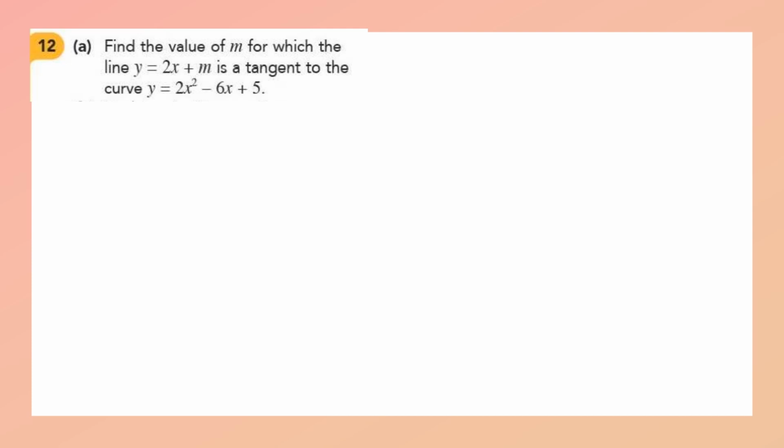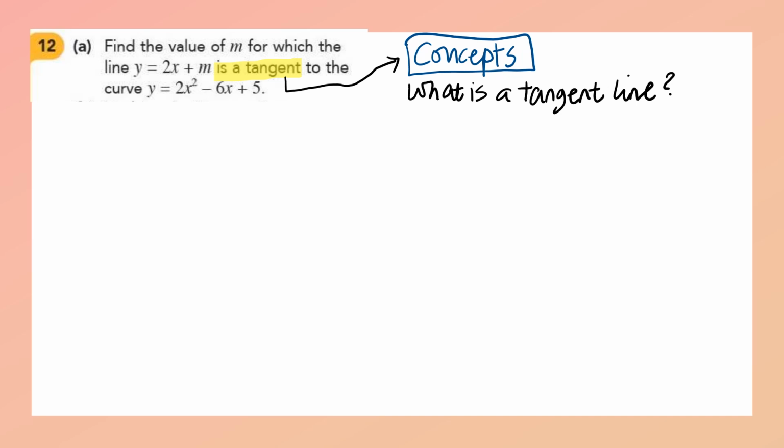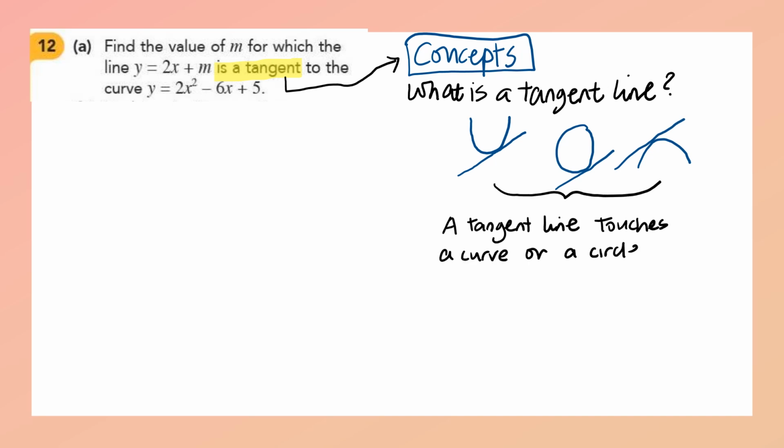Right, let's come to the last question. What is the concept involved here? The concept involved here is, yes, this word called tangent line. So what is a tangent line? So in the question we're given a tangent line and a curve. So we need to know the relationship between a curve and a tangent line. How are they connected to each other? So a tangent line will cut a curve or a circle at only one point. Okay, at only one point. It will touch a curve or a circle at only one point.